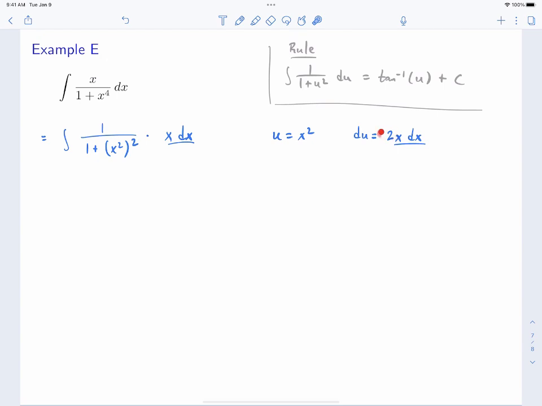The thing that we're missing is the 2, but this is a similar thing that we've seen before. If you're lacking a constant, you just multiply by that constant. So I'm just going to multiply by 2. But of course, if you multiply by 2, you have to divide by 2. So I'm going to just divide by 2 like that. And what's left over? Well, this 2x dx, that's du. And everything else is 1 over 1 plus u squared.